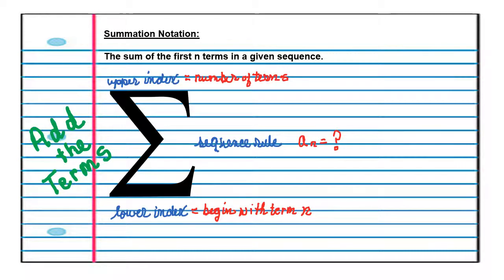It may start with the third term, which means you're going to start with 3 and then go to the number given up above. The tricky one is when it says n equals 0. So for instance, if the number up top was 5, the number of terms just don't count until you get to 1. So you have to put a 0 in, and then you have to put in 1, 2, 3, 4, and 5. The sequence rule is the math rule that they give you to go and do.